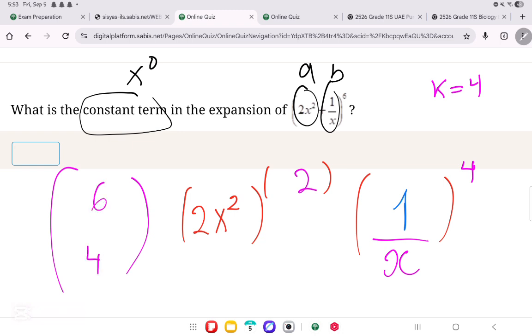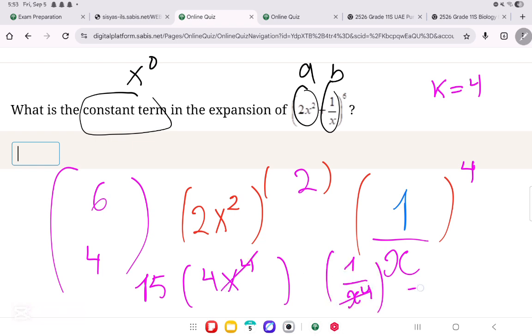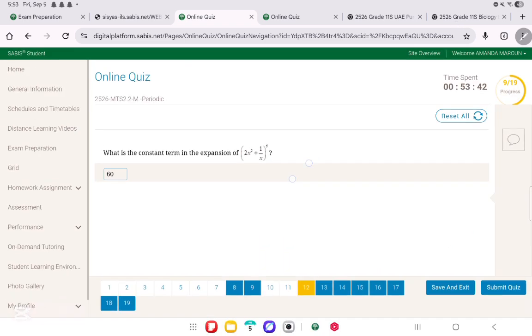Okay? So, where is it? Here we go. So it's going to be 6 combination 4, which is 15, times 2x squared to the power of 2, so that is 4x to the power of 4, times 1 over x to the power of 4. This and this will cancel, and we're left with 1 times 4 times 15, and you will get an answer of 60. So the constant term in this case is 60.